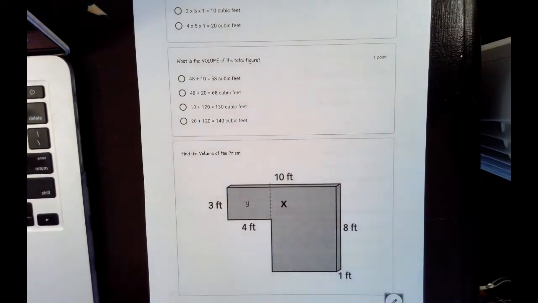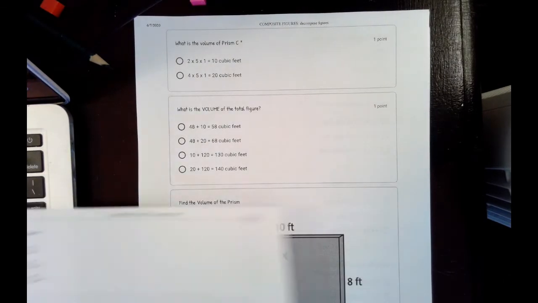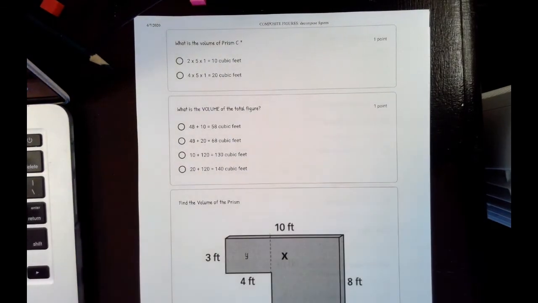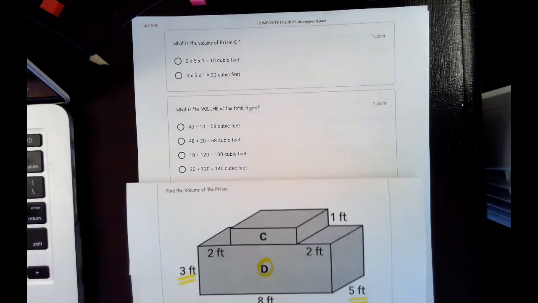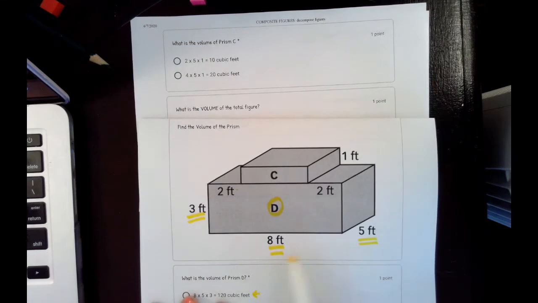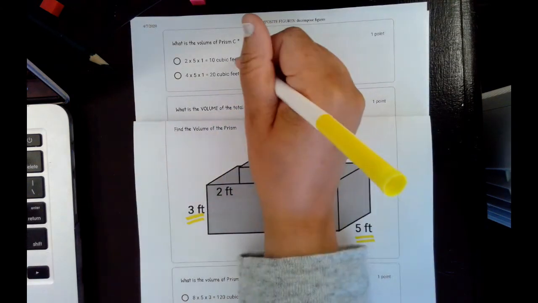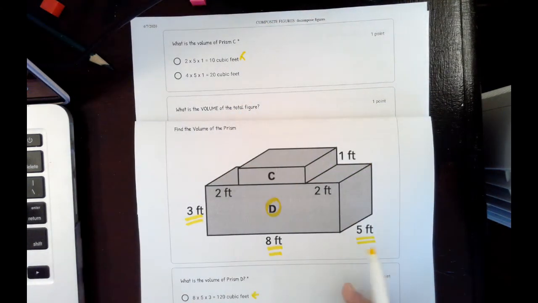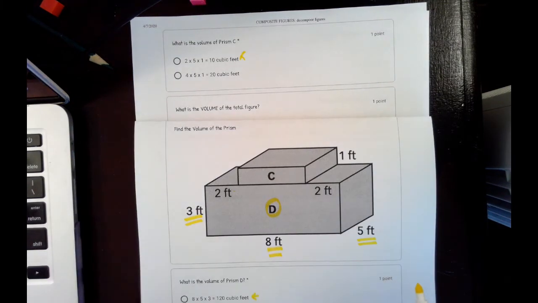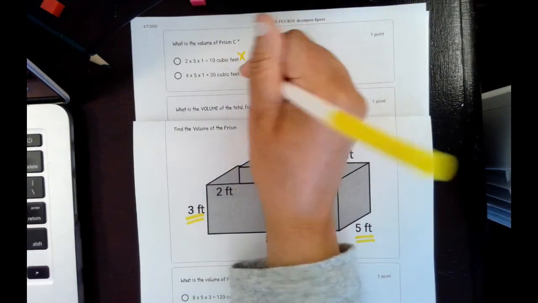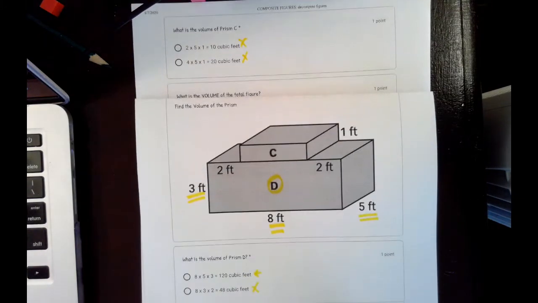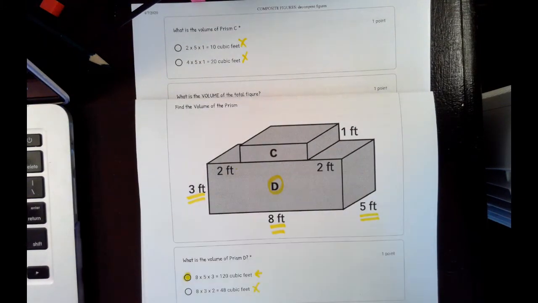The next one says 2 times 5 times 1. I'm going to put the prism right here to make sure we're looking at the same thing. So we determined that it's going to be these three numbers that we're going to have to use. So that doesn't make any sense either. So put a little X. And then 4 times 5 times 1, again, doesn't make sense. So we're going to X that. So the only one that does make sense is the first one, which is 8 times 5 times 3, which is 120 cubic feet.